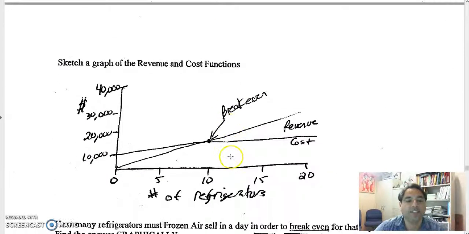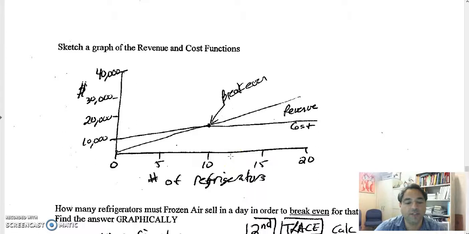Now, if we're going to sketch a graph of the revenue and cost, we need to first figure out how many refrigerators, and then we label the money is your output. So input, number of refrigerators, output is money for both, and we'll graph our revenue and our cost. Notice our revenue is the one that has the y-intercept of 0, and it's 1,500x. And then our cost starts at 10,000, and it's 500x.